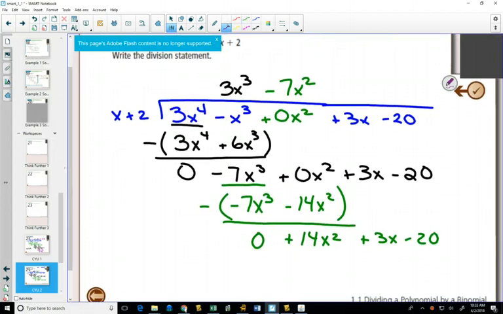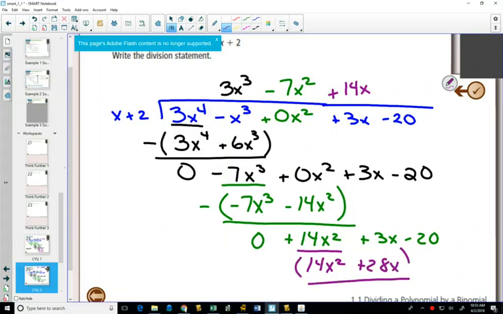Now our largest value is the 14x squared. What would I have to multiply x plus 2 by to get 14x squared? Plus a 14x. And so you start to see that this process is very repetitive. Once you get it once, we do the same thing again over and over again. Now with the plus 14x times the x plus 2, I'll get 14x squared plus 28x. Put that in brackets and subtract. So I get 0 minus 25x, bring down the 20, minus 20.